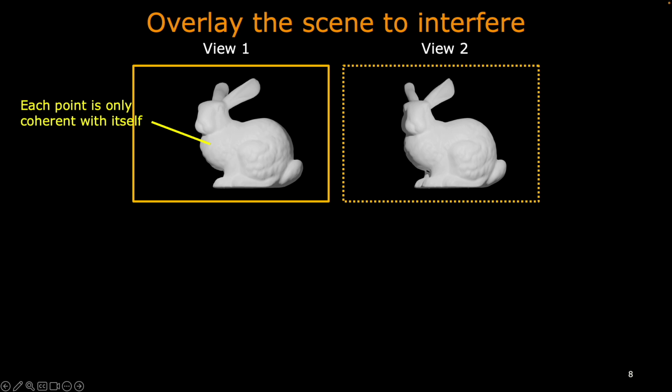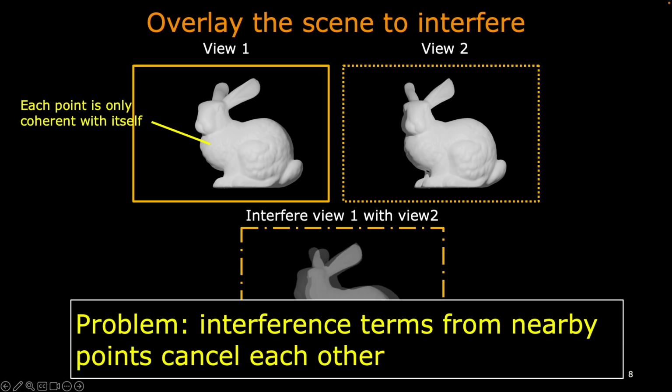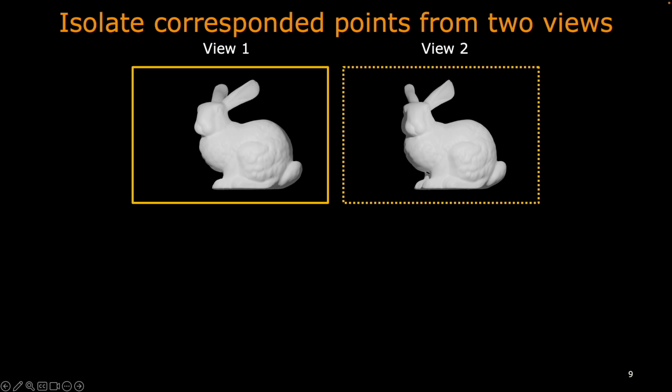Note that under natural illumination, each scene point is only coherent with itself. Thus, if we can optically overlay two views, the points overlaid with itself should interfere. However, in this way, interference terms from nearby points can cancel each other. Thus, we need to make sure only a few points can be interfered with at one time.